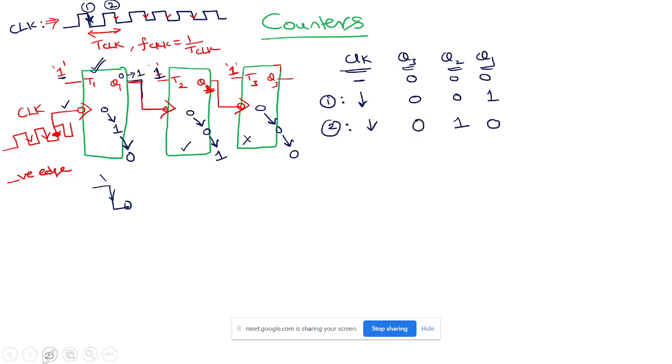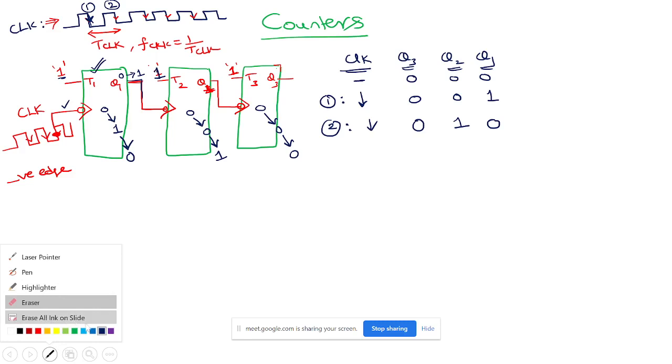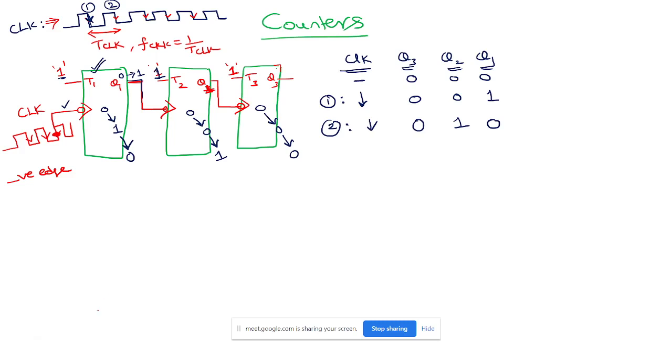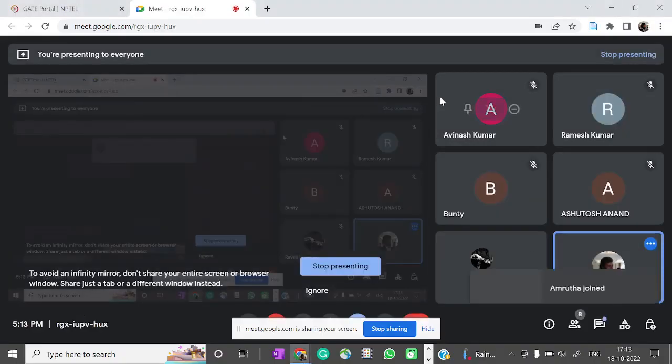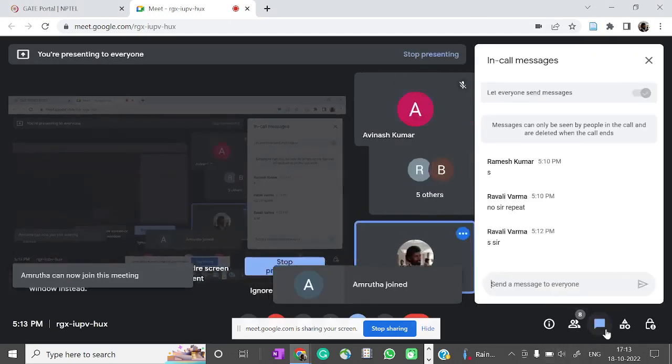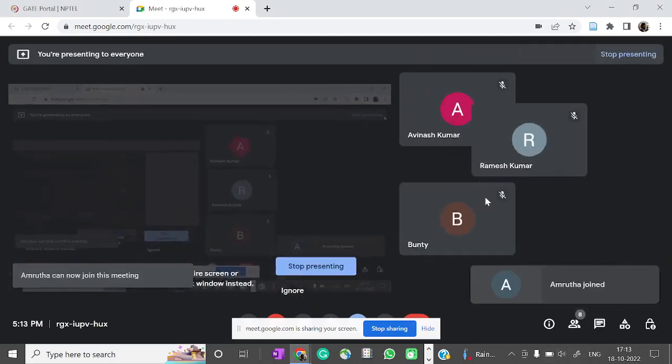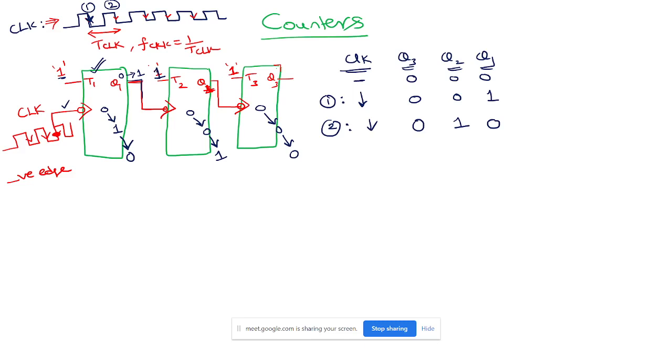Is this point clear, guys? No change. We are first understanding whether a negative edge or a positive edge is there or not. Then based on that we toggle it if there is one. Otherwise we leave it as it is. Two iterations are done.